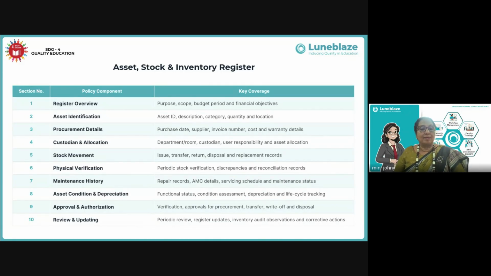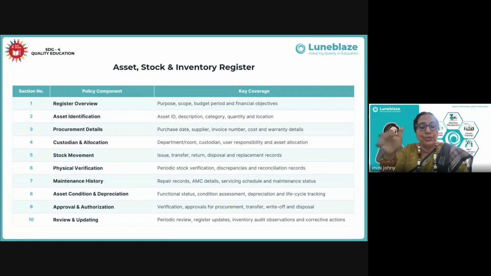This is an asset. Procurement: when you take any other thing, this is an example I was telling. For that file, if you have procured it, which date, who supplied, invoice number, cost, warranty details. This can be from a small file to buying an AC, or we know that every year we increase our resources. So all these things are needed. Warranty details, custodian and allocation: which department it goes to, which room it goes to, who is the custodian, the responsible person, user responsibility and asset allocation.